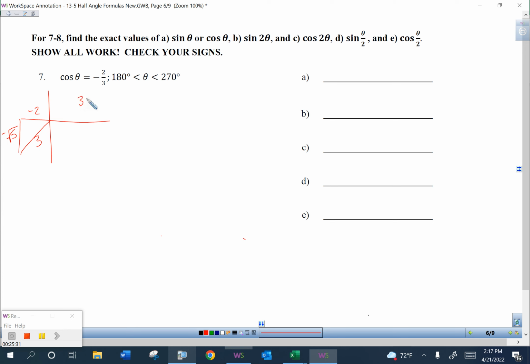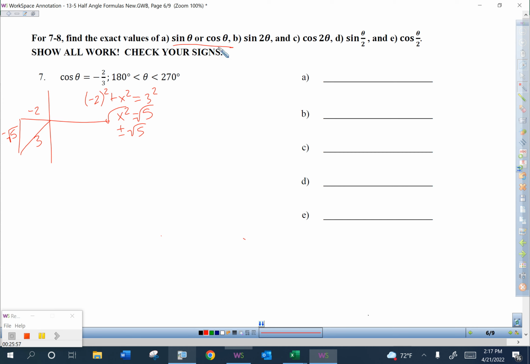Okay, 3 squared is the one that has to be by itself. Should not have written that first. Okay, so -2 squared plus x squared equals 3 squared. And then we're using that to find the missing piece.